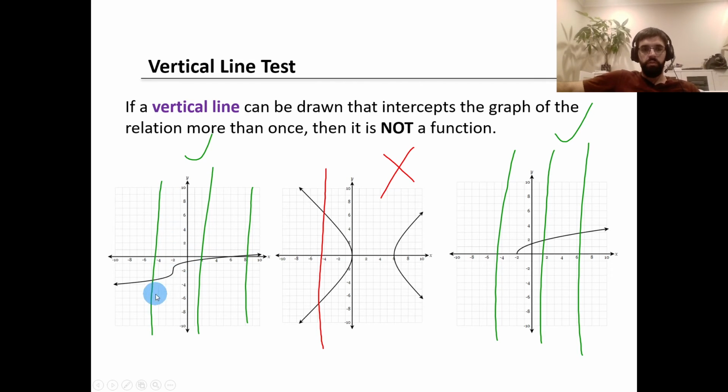So the first example, no matter where I draw a vertical line, I'm not going to hit this graph more than once. This is a function. The second example, there are multiple spots where I can draw a vertical line and hit this graph twice. So for that reason, this is not a function. Third example, like the first, there's nowhere where I can hit the graph twice. It's okay if I don't hit the graph, I just can't hit it twice. So this third example is a function.